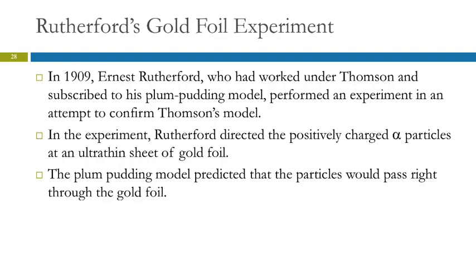Okay, so now that we have a clue about what alpha particles are: in 1909, Ernest Rutherford, who had worked with Thomson, was not trying to disprove Thomson. He thought, well, the plum pudding model, this is fine. And so he's doing an experiment trying to confirm this, and he ended up blowing it out of the water. So in this experiment, he took some positively charged alpha particles, so radioactive emissions, and he sent a stream of these at an ultra-thin sheet of gold foil. The plum pudding model predicted that these particles would just go straight through it.